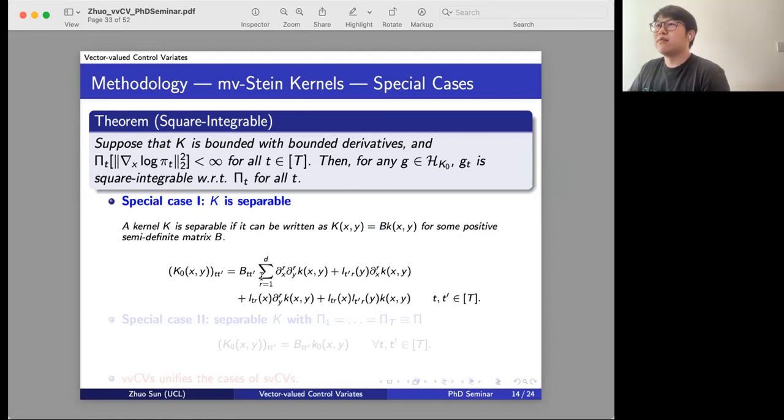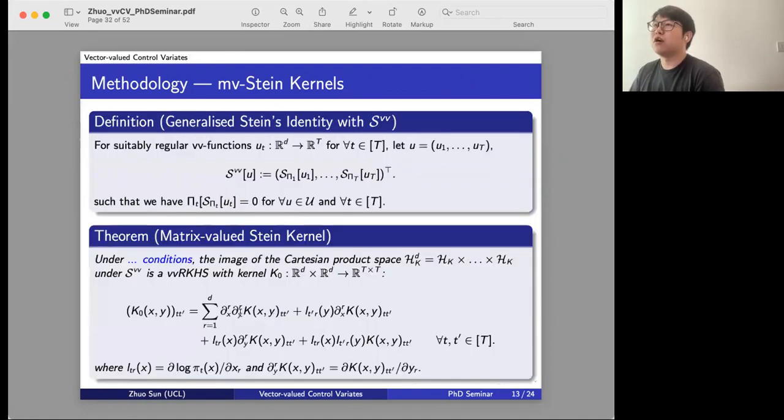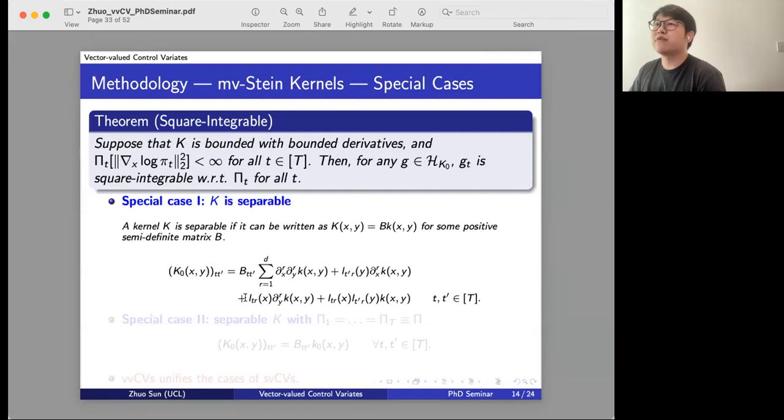Basically, this B can be regarded as some kernel on the response variables. So in this case, we only need to know the derivatives of the small kernel k, but for all these four elements, it shares a common constant, B_tt', which is the corresponding element of this matrix. So in this case the expression is simplified, because we no longer need to know all of these derivatives with respect to t, t' of this capital K kernel.